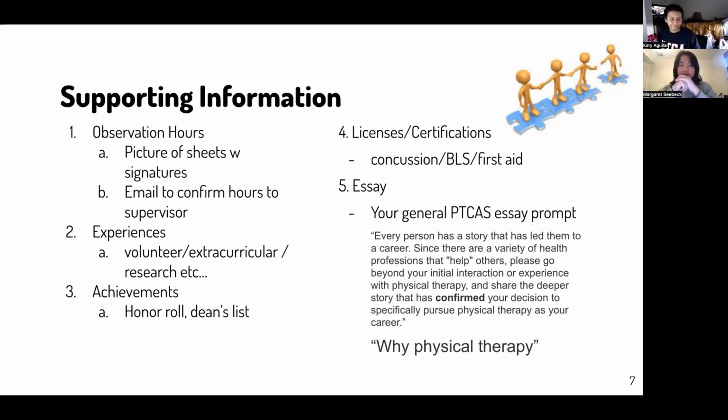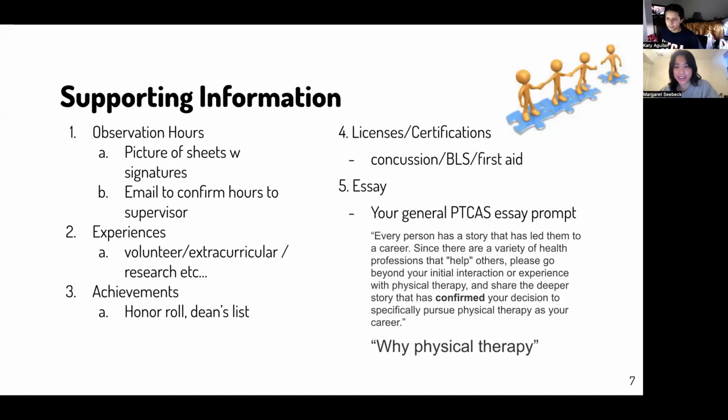On the observation hours, is it possible to do a mixture of both? Say you worked with one PT a lot and they're going to remember you, but there are other PTs who probably won't remember you because you only worked with them for two weeks. Can you do a sheet for those physical therapists, but then do the email confirmation for the other?